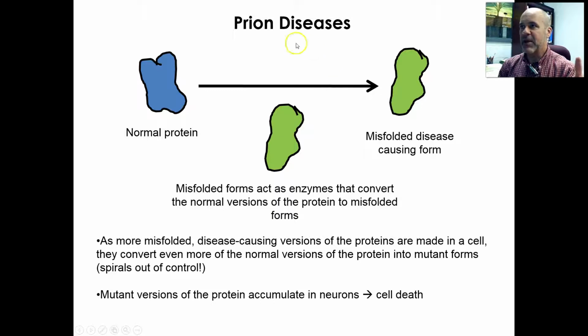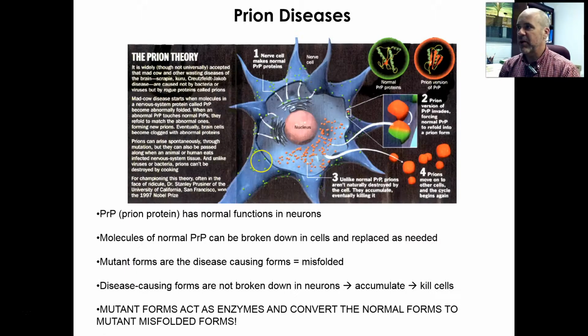And then these guys can go find more of these on your neurons and convert them over to the prion form. And then it can spread from neuron to neuron to neuron. And these misfolded versions of the protein also accumulate inside the neurons. That's what we're seeing over here.